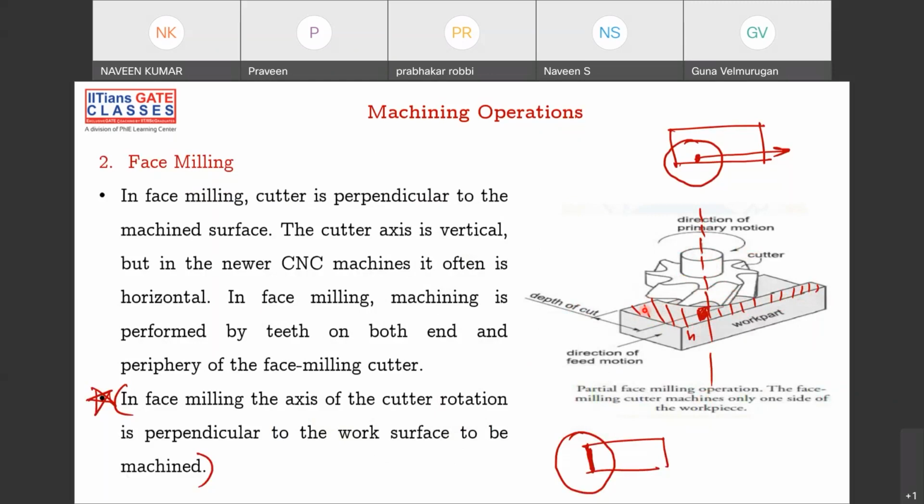Let us assume that this plane is the XY plane, and this is your Z axis. Obviously, the Z axis is always perpendicular to the XY plane. That is the reason the axis of the cutter is perpendicular to the workpiece surface. In face milling, the axis of cutter rotation is perpendicular to the workpiece surface to be machined. That is known as face milling. Is the difference between slab milling and face milling clear? Very important that you understand this. Yes, very good.